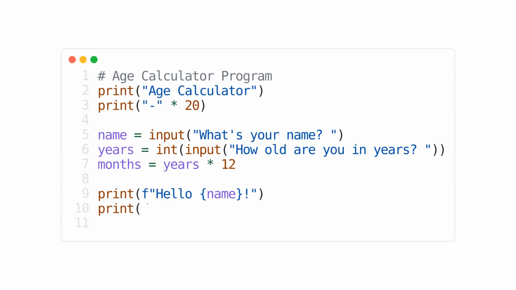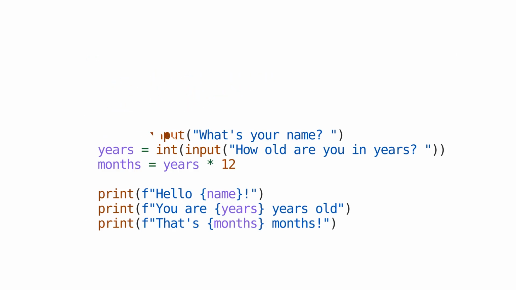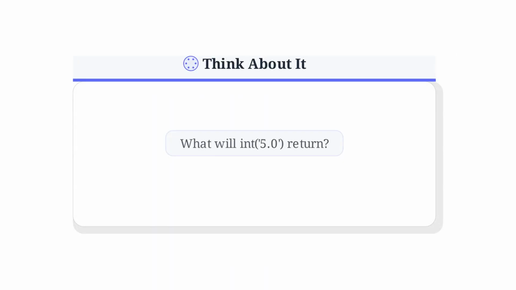Let's put it all together with a complete program. We get the user's name as text, convert their age to an integer for calculation, multiply by 12 to get months, then display everything beautifully. Notice how we use conversions only where we need to do math. This is real programming.